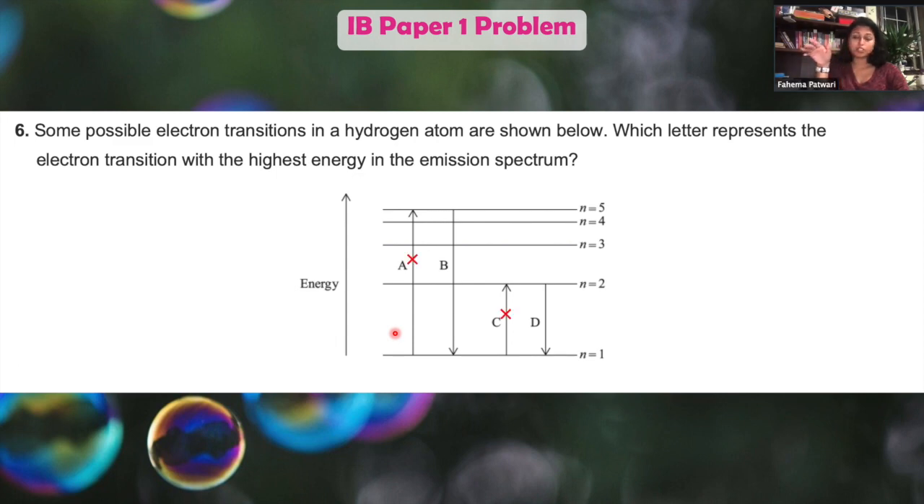All right, here it's asking about an electron transition with the highest energy in the emission spectrum. So an emission spectrum is made when your electrons drop in energy. So it's not A or C. And we're talking about the highest energy transition, so that's B.